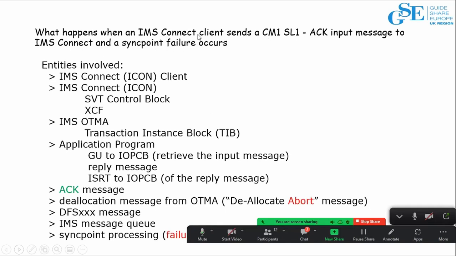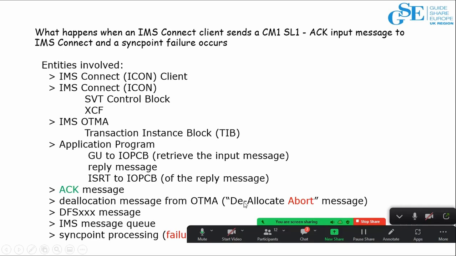The next case I'm going to talk about is the IMS Connect client sends a CM1 SL1 input message and the client sends an ACK, but the sync point failure occurs this time. Instead of the sync point happening successfully, a failure occurs. So when OTMA initiates phase one sync point, let's say that this time the phase one sync point fails, right?